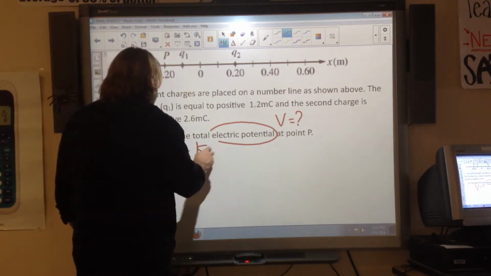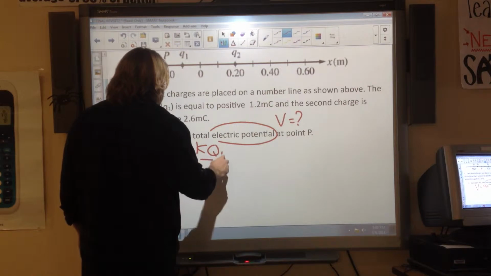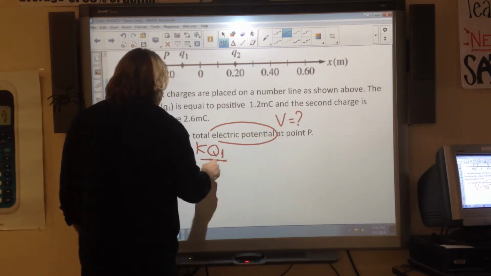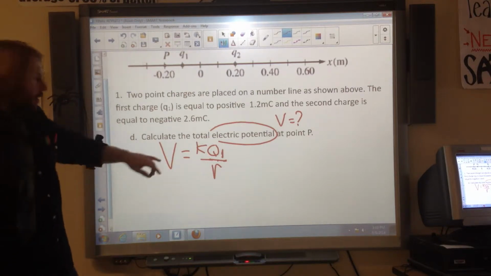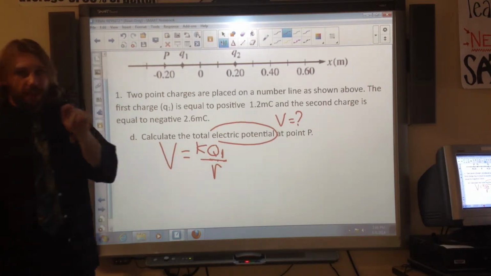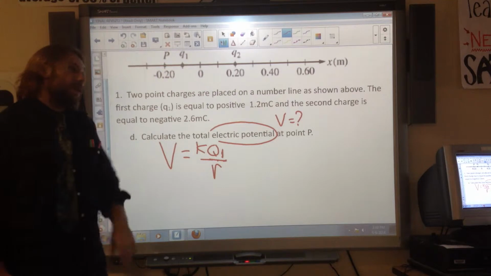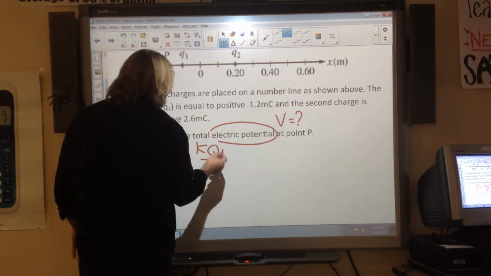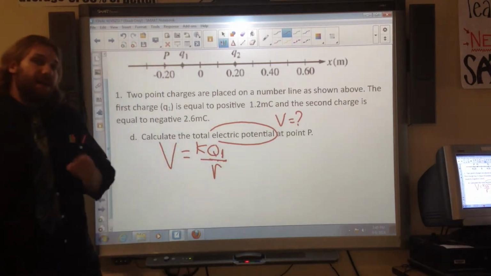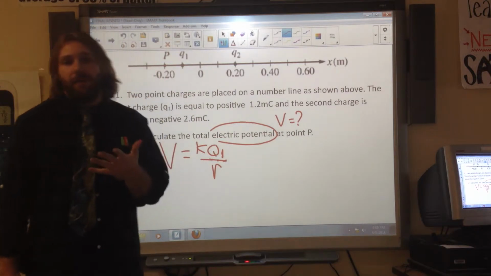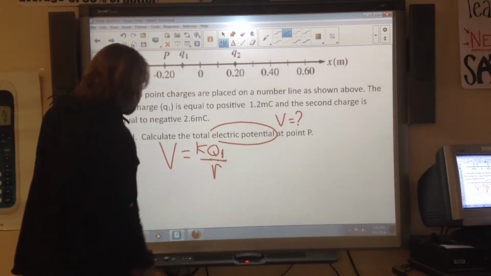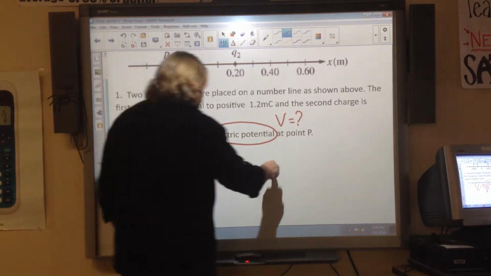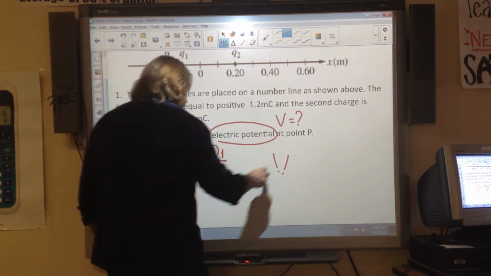It's k Q1, or whatever Q, over r. Now the difference between this electric potential equation and the other equation for electric field and electric force is that you put in the negative or positive for the charge because it's not a vector. There's no arrows. We only put in the sign for the charge. So, we're going to do this for V1. We'll do the same thing for V2.